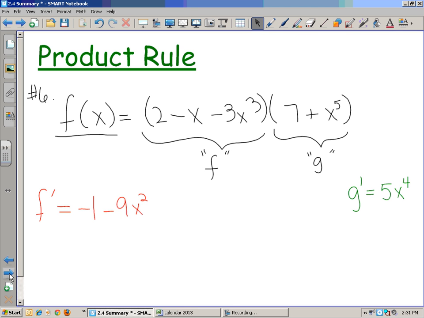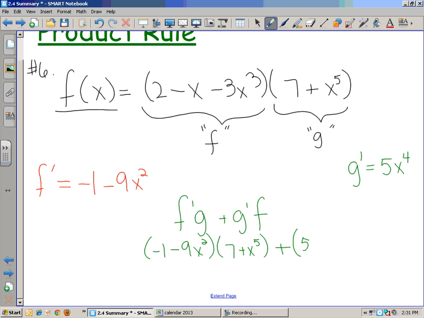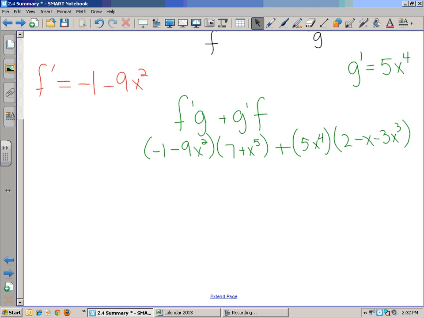Now I do this every time just because for the first few times it helps keep things in order. F prime g plus g prime f. So I'm going to take f prime, and I'm just going to do direct substitution. And I'm going to multiply that by the original g. And I'm going to add to that g prime times the original f function. And for all intents and purposes at this point, I've done the hard work. Now it comes down to foiling, distributive property, and simplifying.